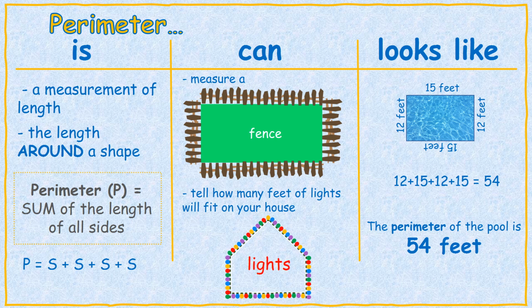What it can look like, some real life examples: if I wanted to put a fence in, or if I wanted to figure out how many lights would fit around my house. Once again, I'm going around my house for the lights and around my property for that fence. I would take each one of those measurements, my length plus my width plus my length plus my width, and add them all together to get the total sum of 54 feet for the perimeter of the pool.